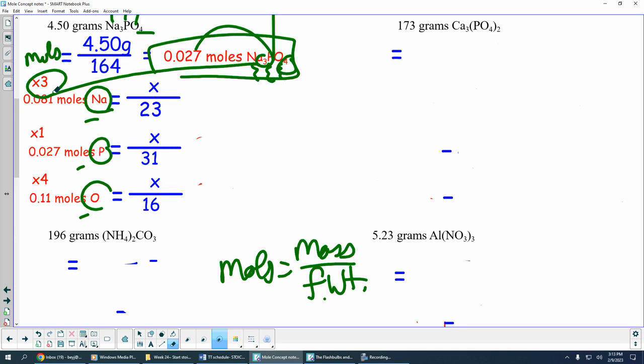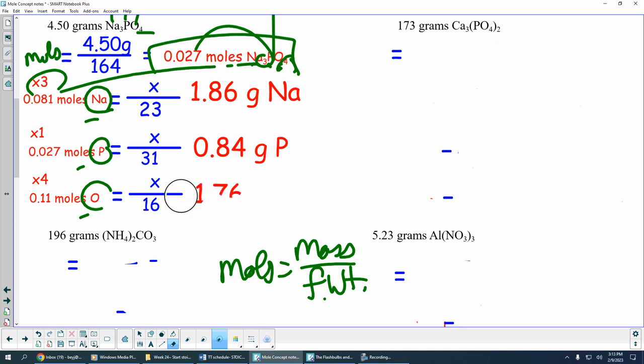When I do 0.081 times 23, I get 1.86 grams of sodium. Multiply these together, 0.84 grams of phosphorus and 1.76 grams of oxygen.